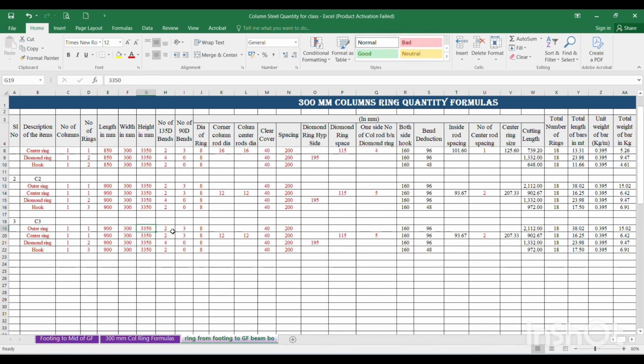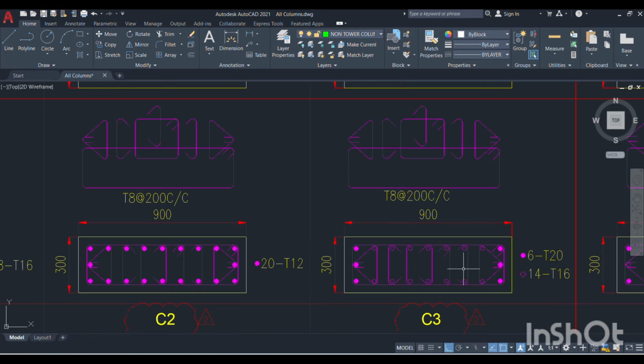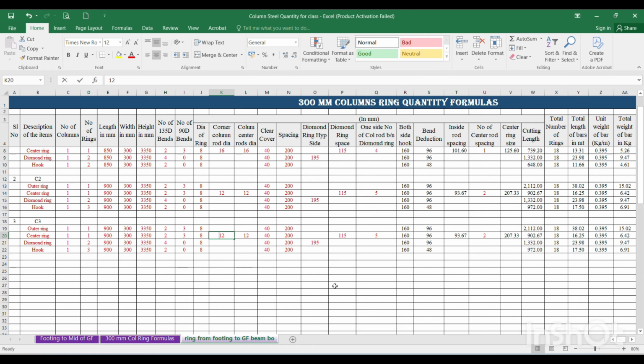Next, the number of 135 degree and 90 degree hooks is everything the same, and the column rod dia is the same. The corner column rod dia and center column rod dia will come here. What is the corner column rod dia? The corner column rod dias are 20 and center column dias are 16. This has to be changed immediately.